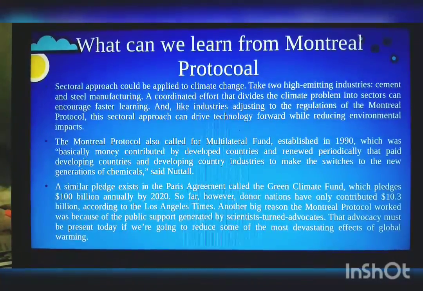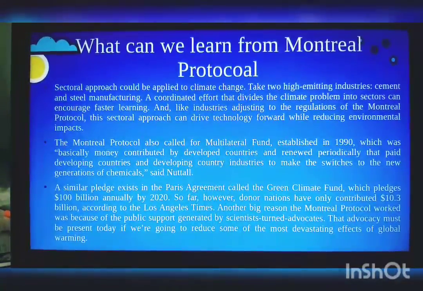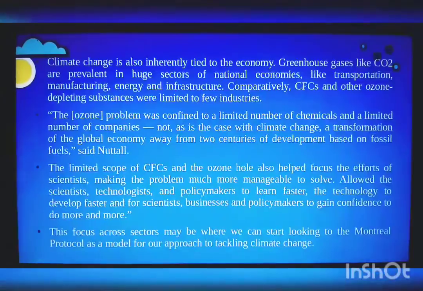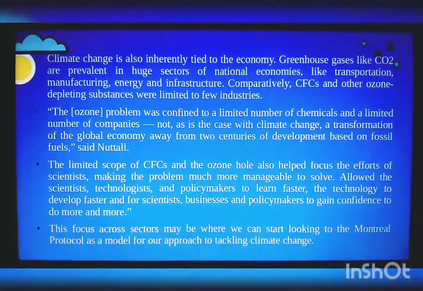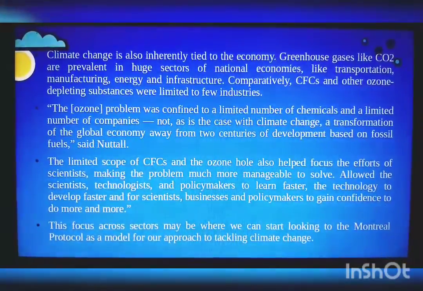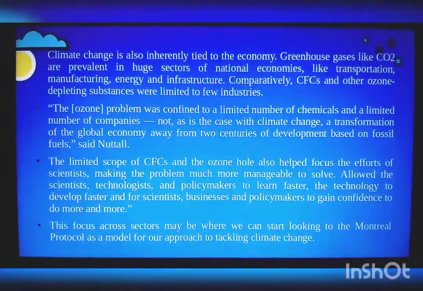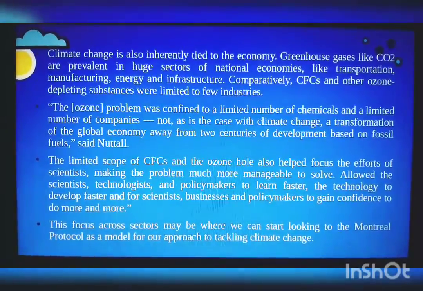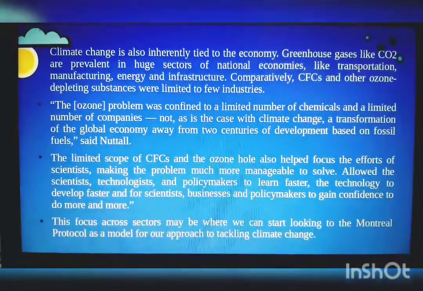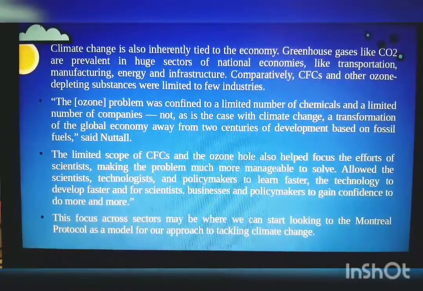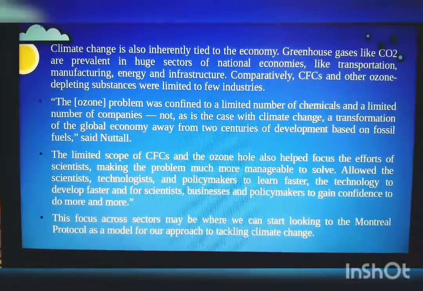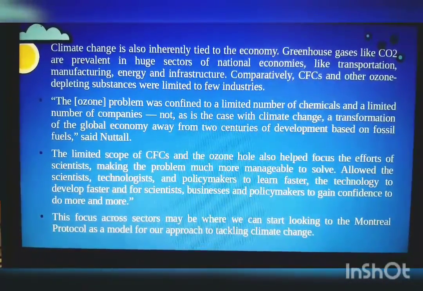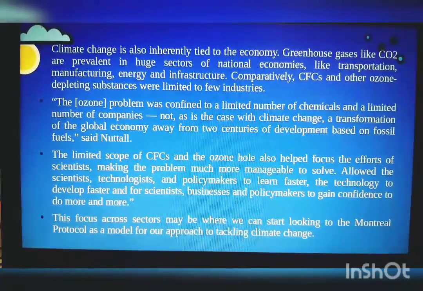The advocacy must be present today if we are going to reduce some of the most devastating effects of global warming. Climate change is also inherently tied to the economy. Greenhouse gases like CO2 are prevalent in huge sectors of national economies like transportation, manufacturing, energy, and infrastructure. Comparatively, CFCs and other ozone depleting substances were limited to few industries. The ozone problem was confined to a limited number of chemicals and a limited number of companies.